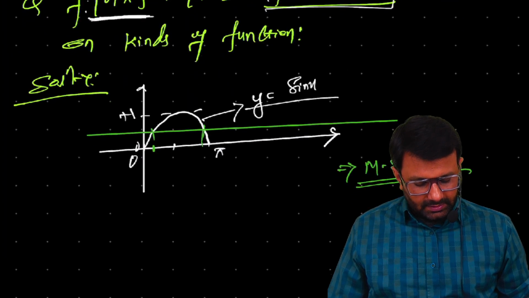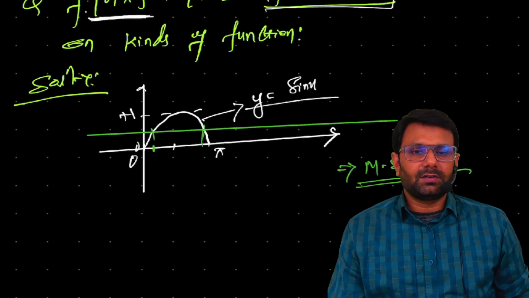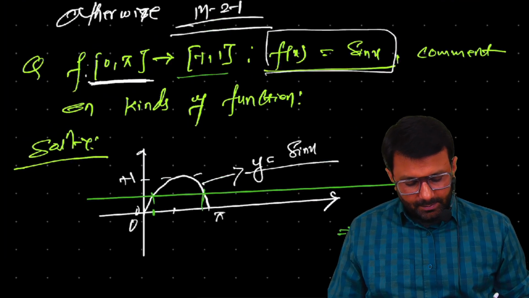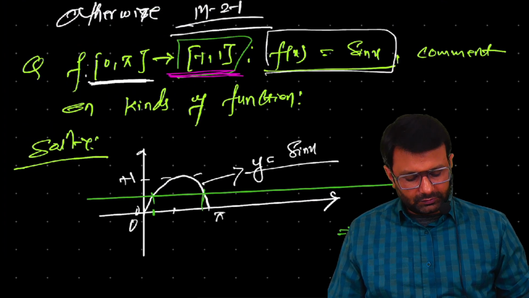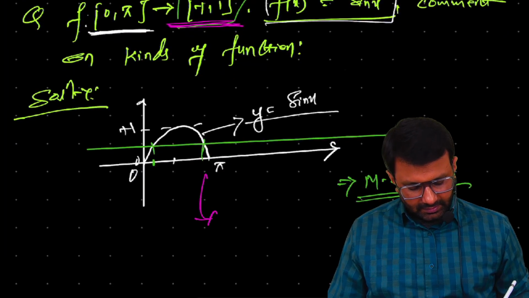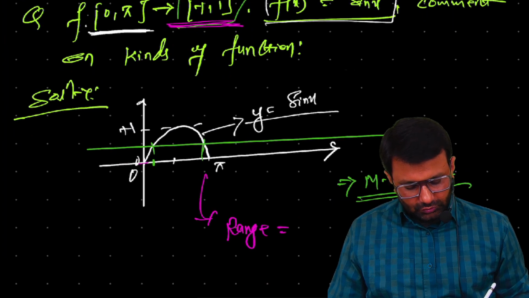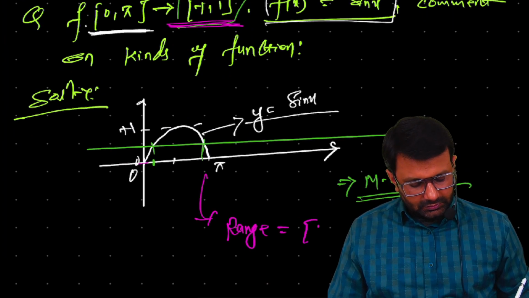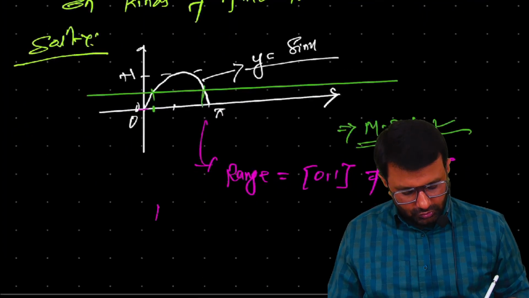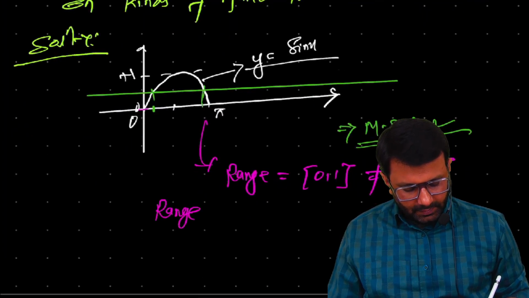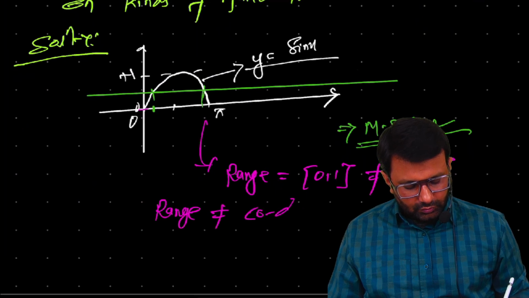So now tell me, onto or into function. So what is the codomain given? -1 to +1 is given, na? So the codomain is given as -1 to +1. But what is the range here? So here the range is equal to 0 to +1. So the range is not equal to the codomain.